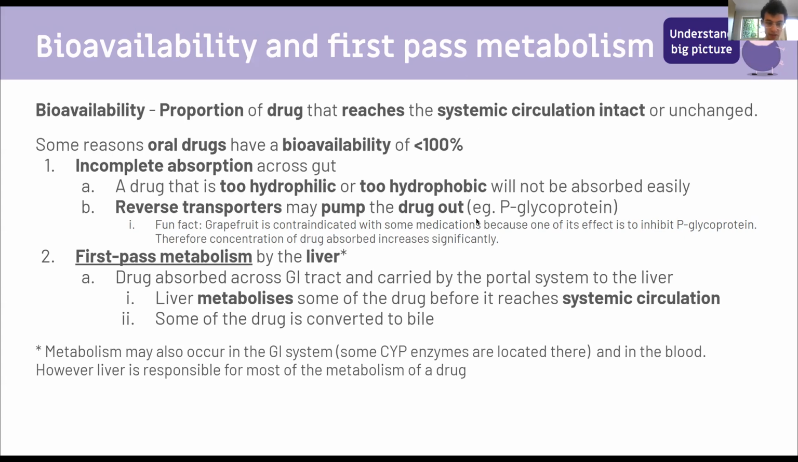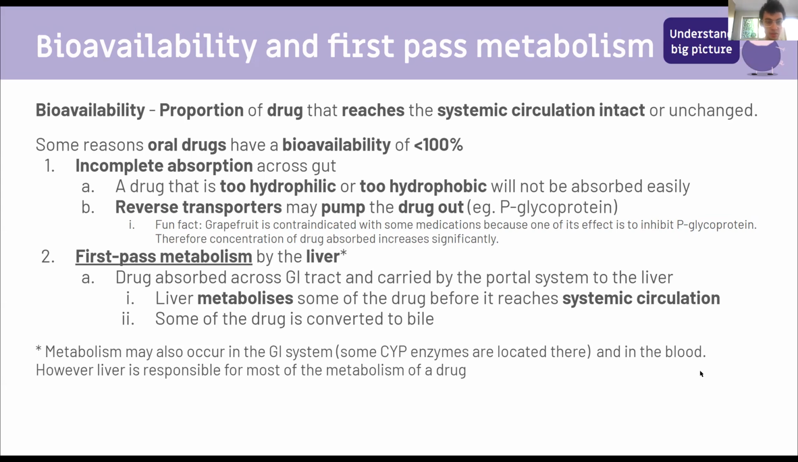I've written here that the CYP enzymes are involved. Sometimes they can activate and sometimes they can inactivate, but often they're responsible for making the drug more polar and, as an effect, less effective. The reason why oral drugs have a bioavailability of less than 100%, if you remember, bioavailability is the proportion that reaches systemic circulation intact. That's an important definition.